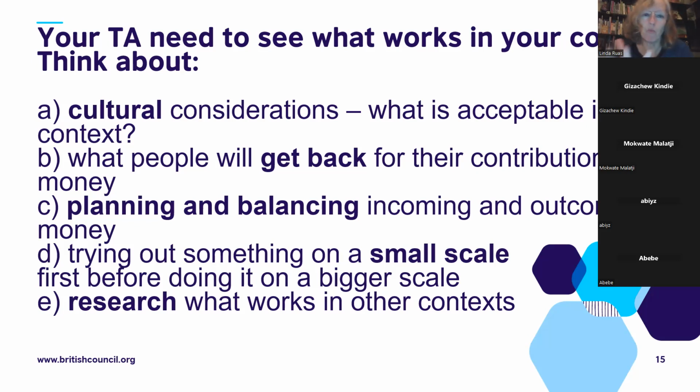B, you have to think about what people will get back for their contribution. It's very rare to get people who give money for nothing, so you need to see what they're going to get out of it. You need to think about planning and balancing the money coming in and the money coming out. I think it's important, D, to try out something on a small scale before doing it on a bigger scale. If you're planning a big raffle, for example, raffle a dictionary first. See how many people will buy the ticket. Because if you're going to take money out to buy a computer, you don't want to take the money out that you haven't got.